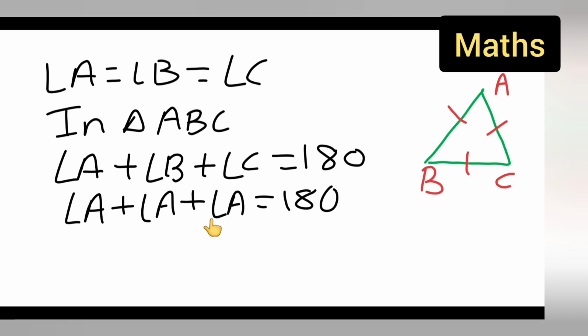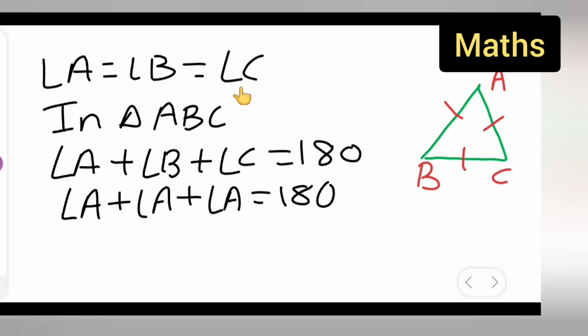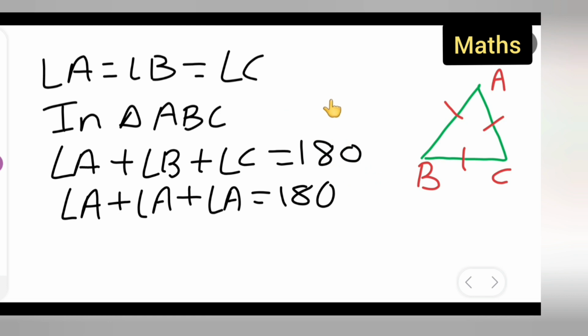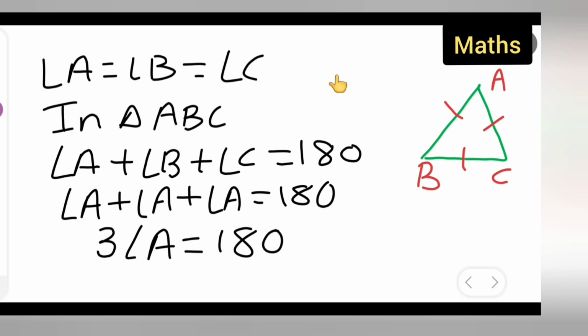Now why did I write it like this, with angle A everywhere? Because angle A is equal to angle B is equal to angle C, which means that angle B is also equal to A, and angle C is also equal to A. I hope you all have understood this part. That's why I wrote angle A everywhere: angle B is equal to angle A, angle C is equal to angle A. So it is equal to 180, by the angle sum property of a triangle. Now these are 3 times angle A, so you will write 3 times angle A is equal to 180.